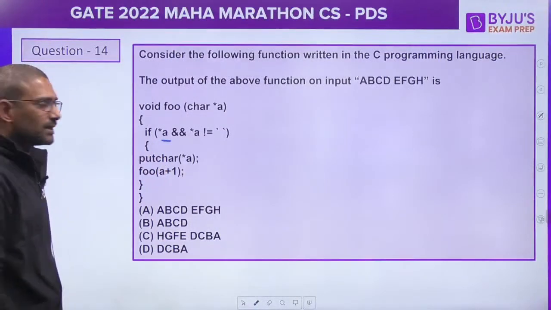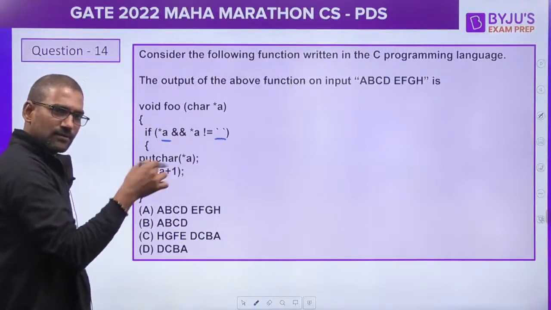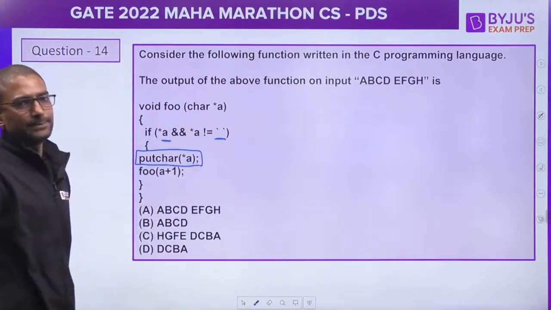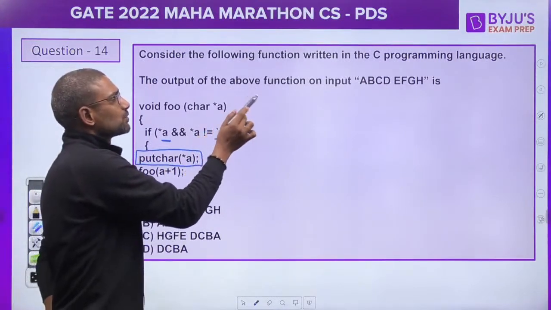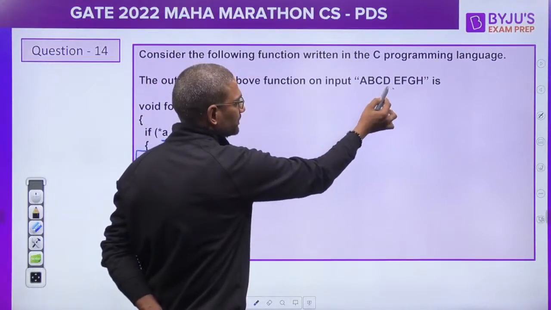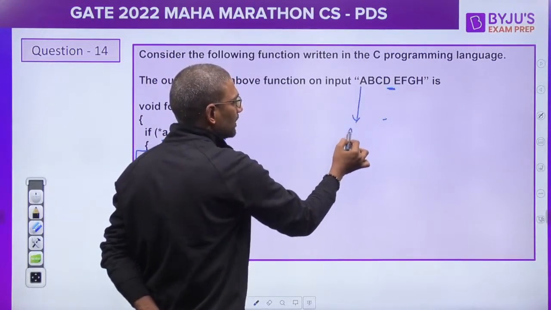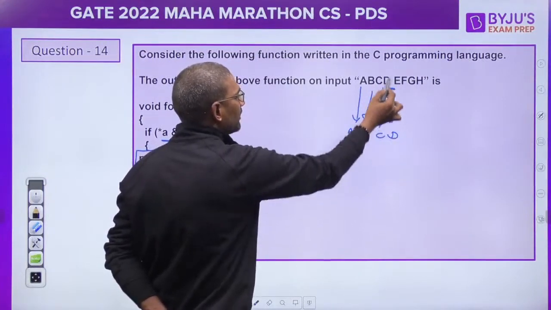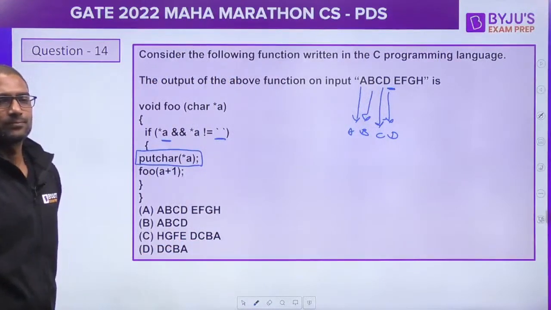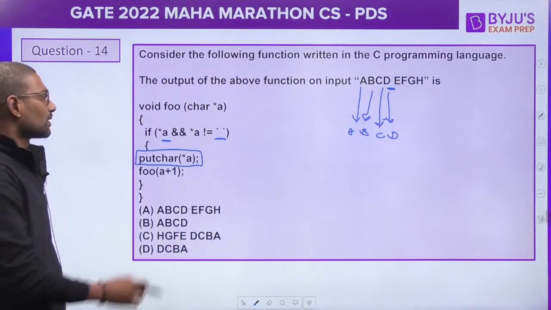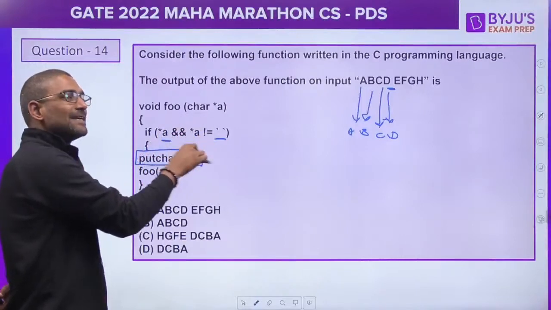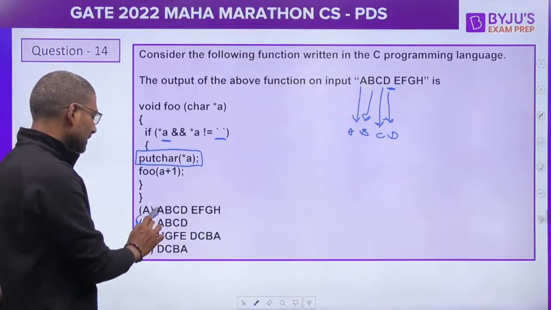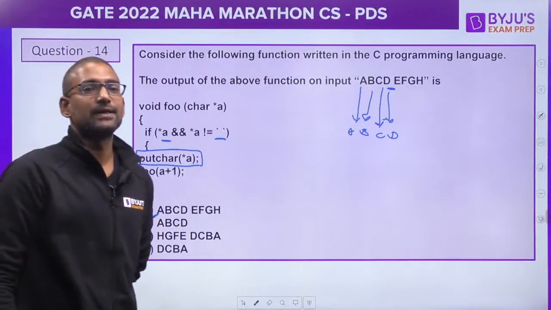Until non-null character, until space, we recursively call, and what you are doing, you are printing that particular character. So here you get space, so you will print A, then B, then C, then D. Whenever you get space, this becomes false. If it becomes false, it will come out. So what will be printed? A, B, C, D gets printed.